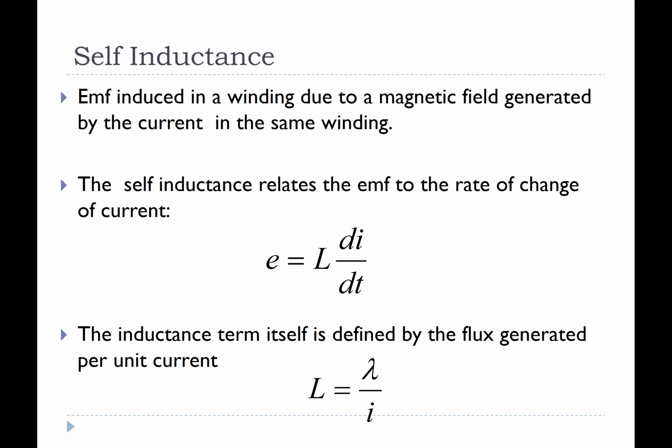So you should be familiar with self-inductance, and you should know that E is equal to L di/dt, where L is defined as the flux linkage per unit current. And if you are not familiar with this, you should revisit your ECNG 1050 notes and reacquaint yourself with it.